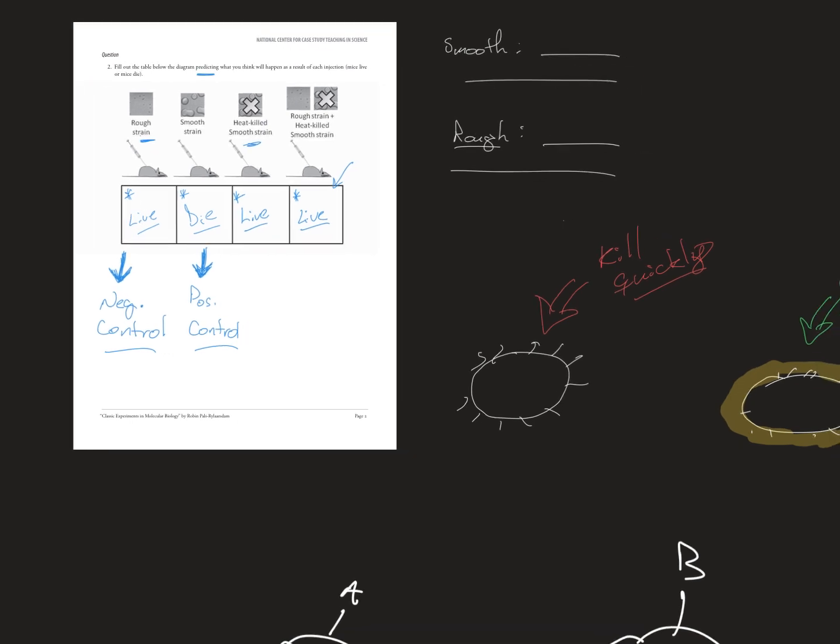This is our first experimental group. Heat-killed smooth strain. We expect it to live, but it's our experimental group. And so is this one. We don't know what's going to happen. Actually, it's probably fair to say that this is also a negative control.